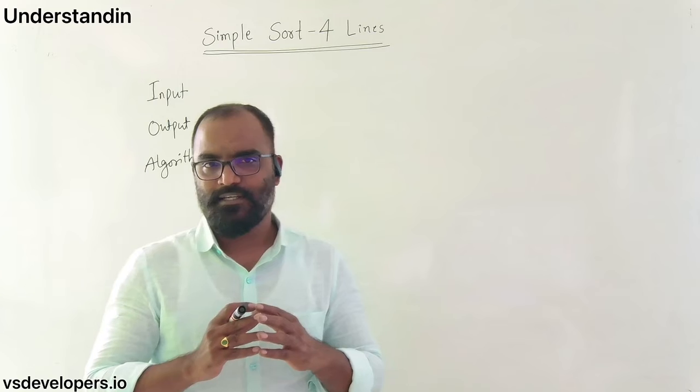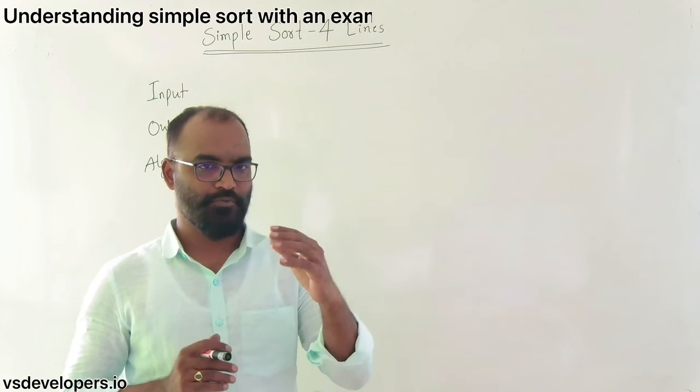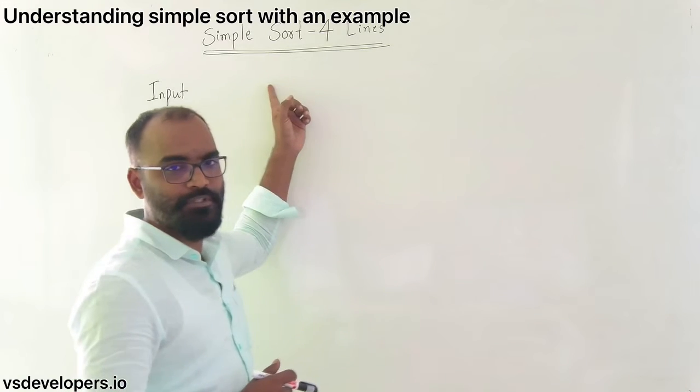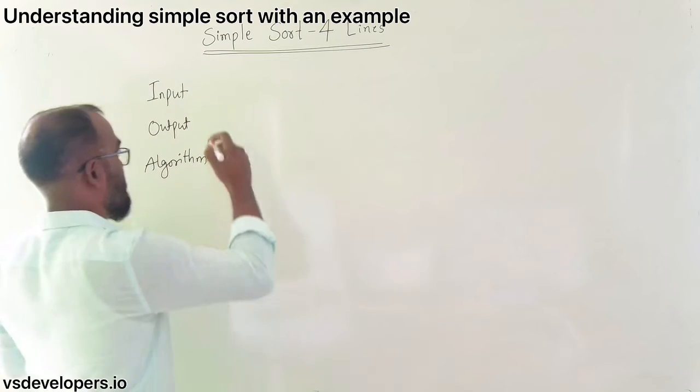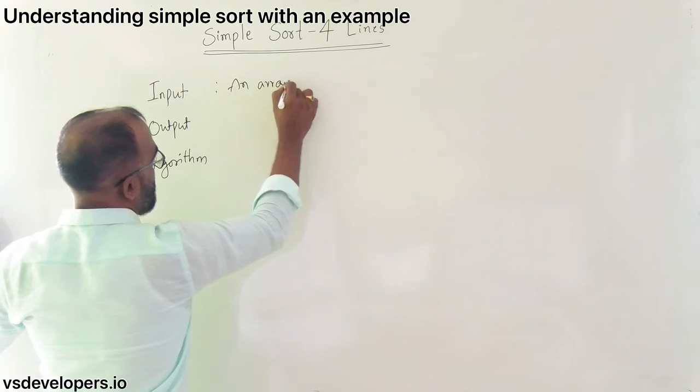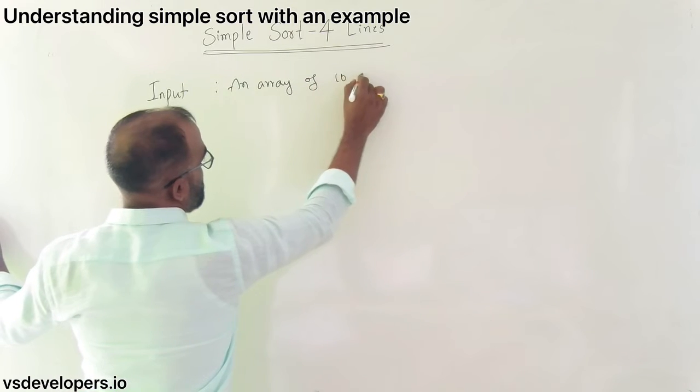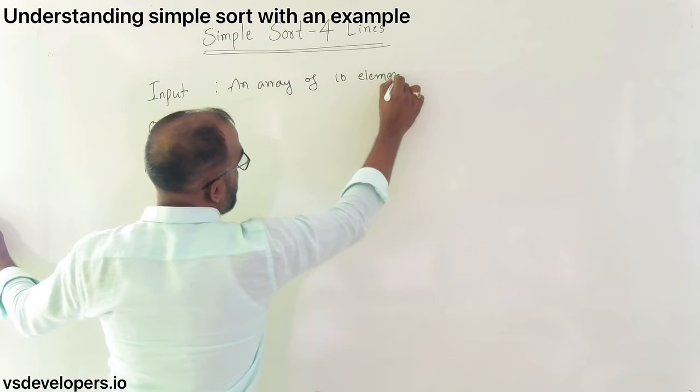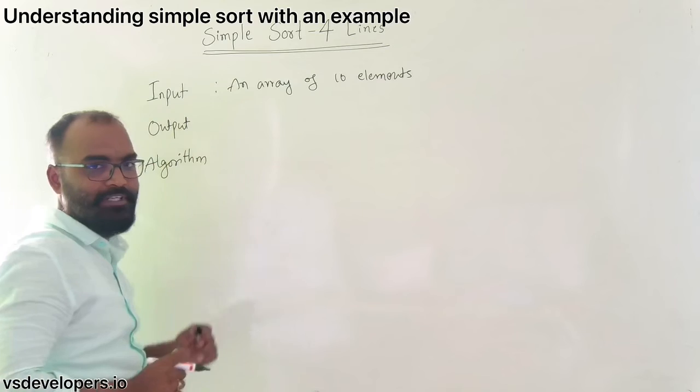Let's begin to understand the simple sort. What is given to you? Which means, what is the input? Input is an array, right? An array of 10 elements. This is clear? Now, what is the expected output?